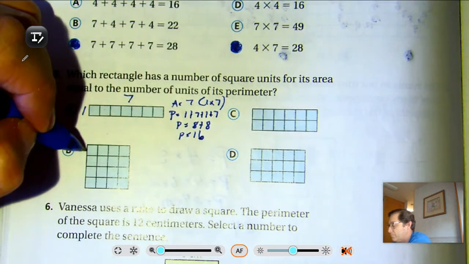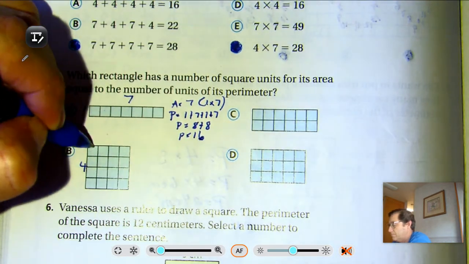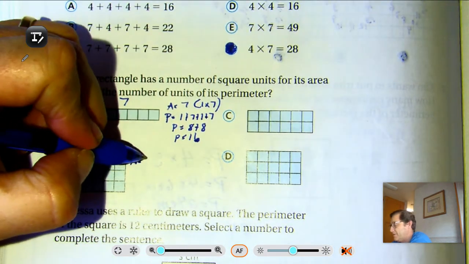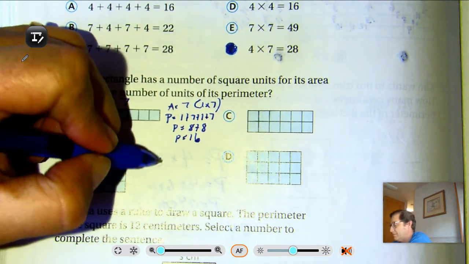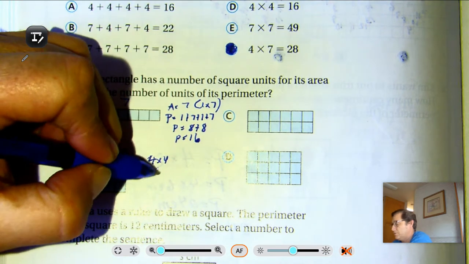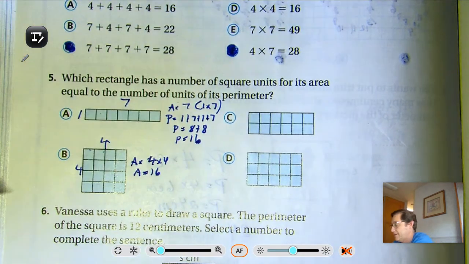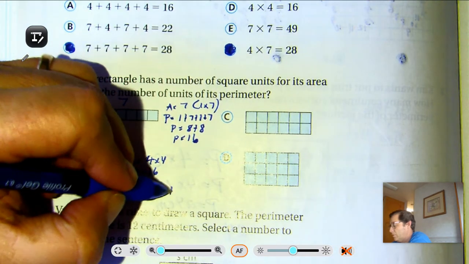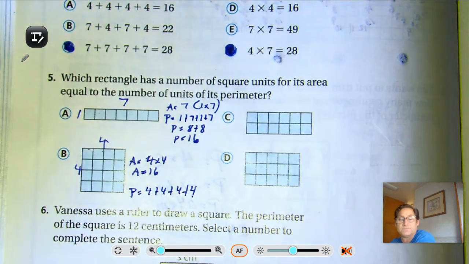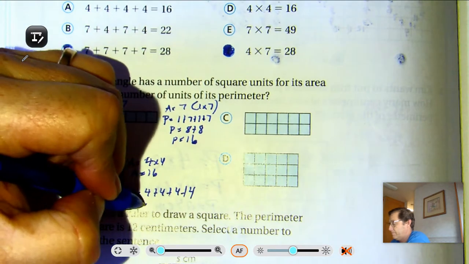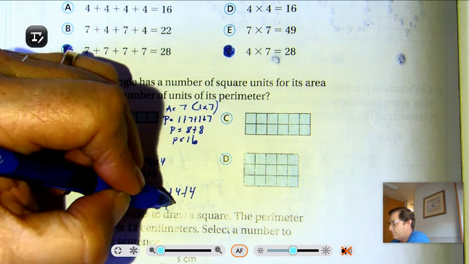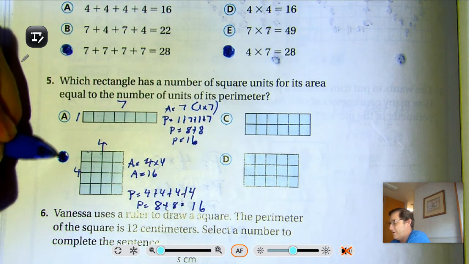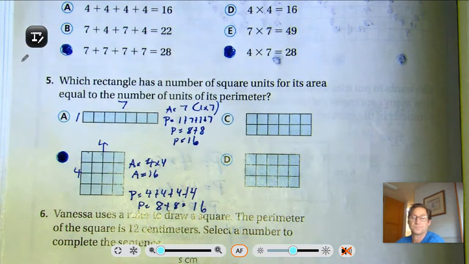Okay, how about B? 1, 2, 3, 4. The area of this figure is 4 times 4, so 16 square units. And the perimeter is 4 plus 4 plus 4 plus 4. Well, 4 plus 4 is 8, and 4 plus 4 is 8. So 16. B has the same area and same perimeter.